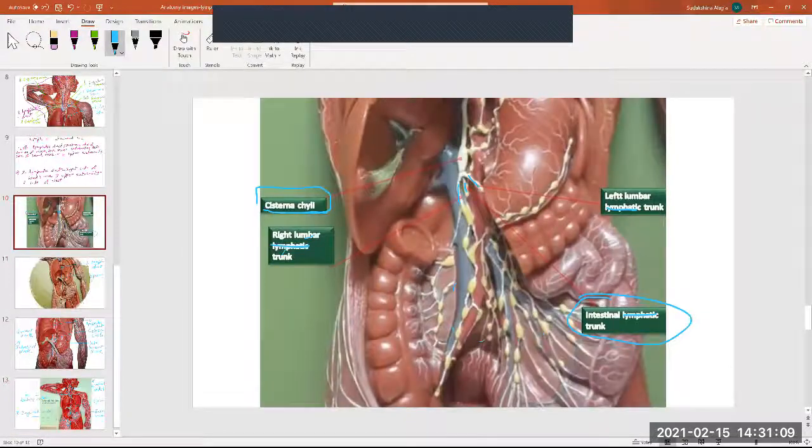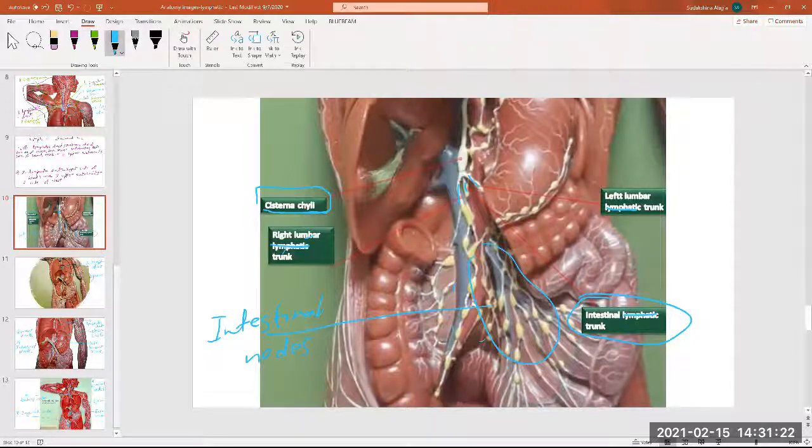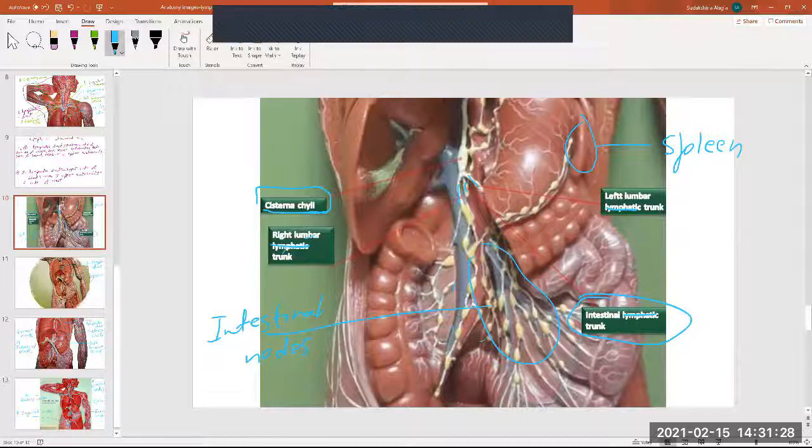So that's pretty short. Right here, what do you see? You see the intestinal nodes. You see the spleen. So that's about lymphatic system. You have a short list, and here is the demo of the lymphatic system.